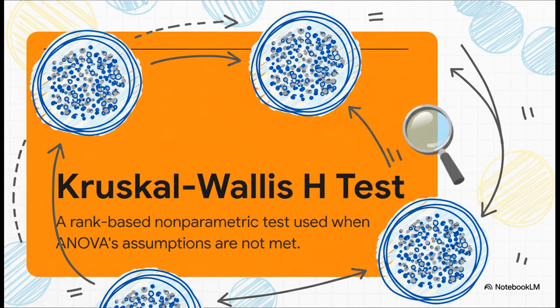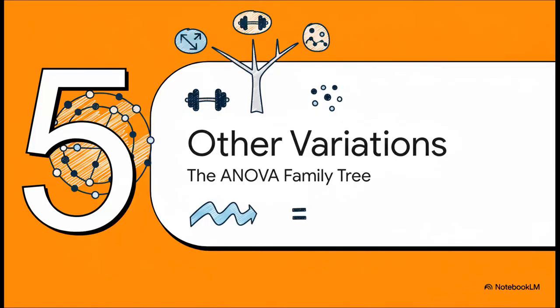So what if your data breaks those rules? Don't panic. There's a backup plan. It's called the Kruskal-Wallis H-test. This is what's known as a nonparametric test, which means it doesn't need to follow all those same assumptions. It basically does an ANOVA on the ranks of your data instead of the actual scores. Pretty clever, right?